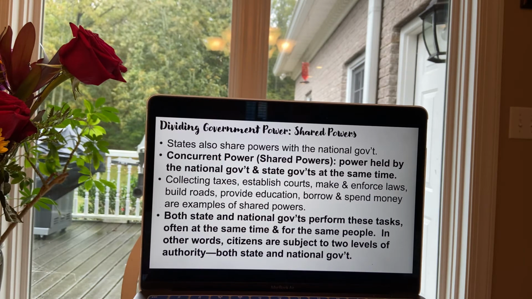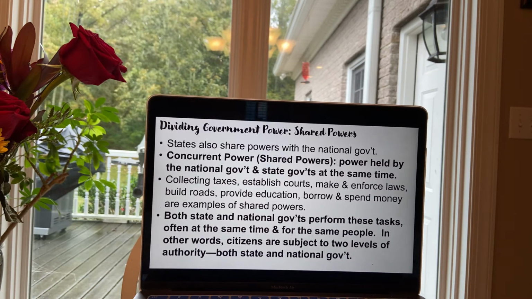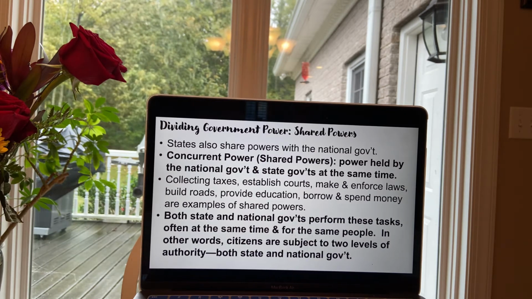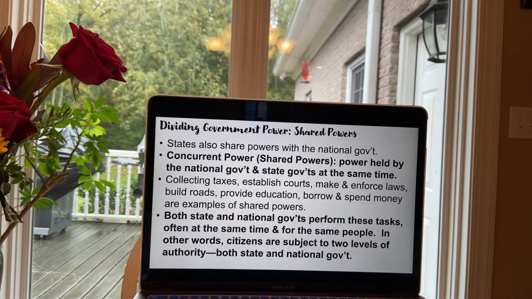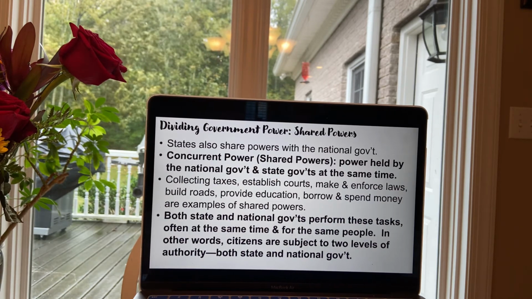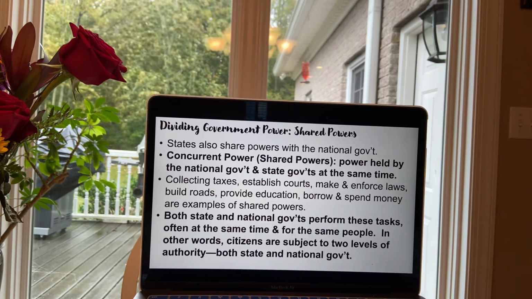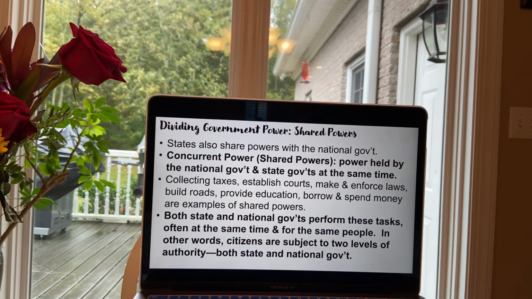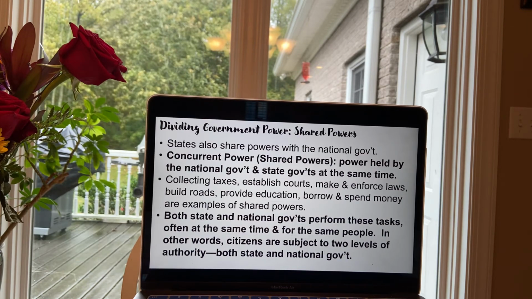Now, both the national and the state governments perform these tasks, and they do that at the same time and for the same people. So because they do that for the same groups of people and at the same time, we the people are subject to two different levels of authority. We have the state's authority and we have the national government's authority.